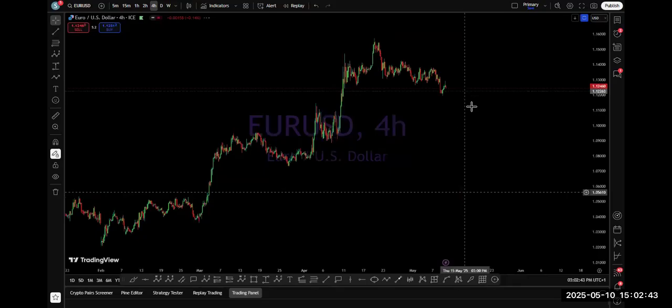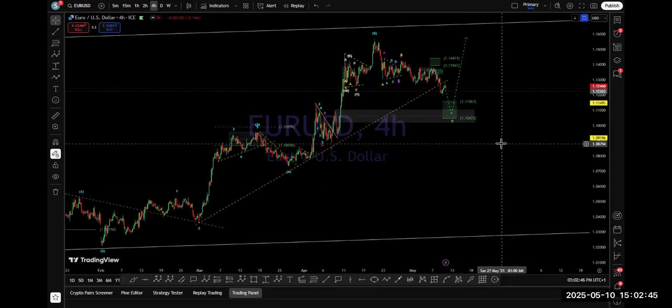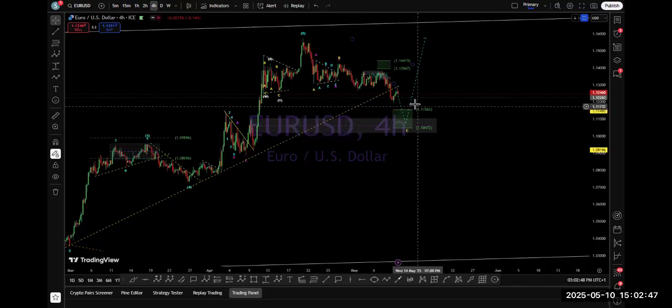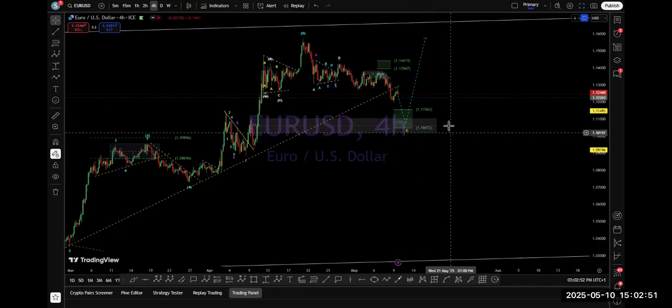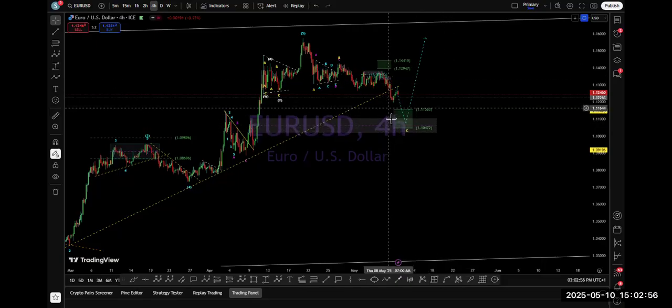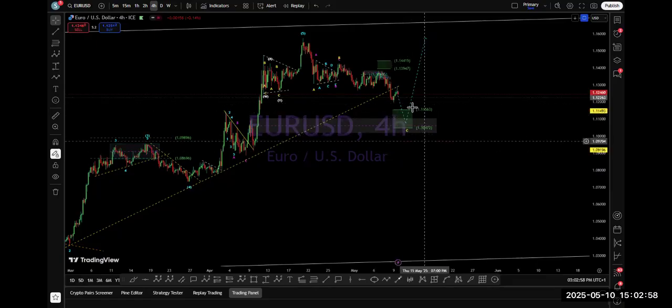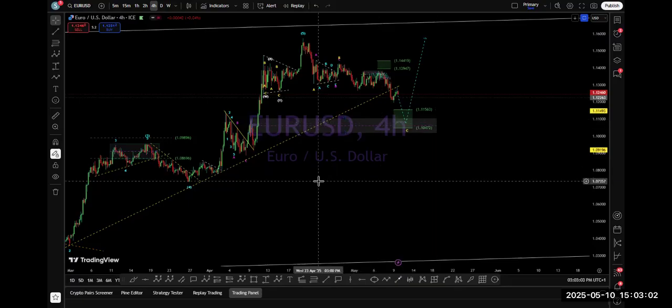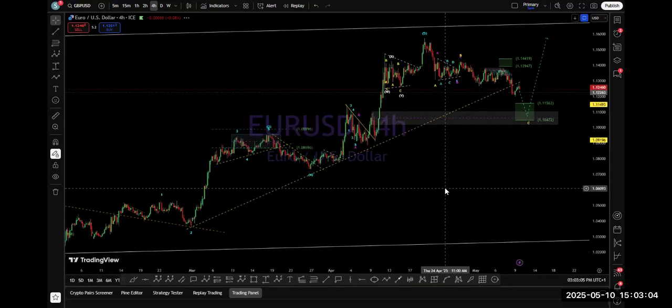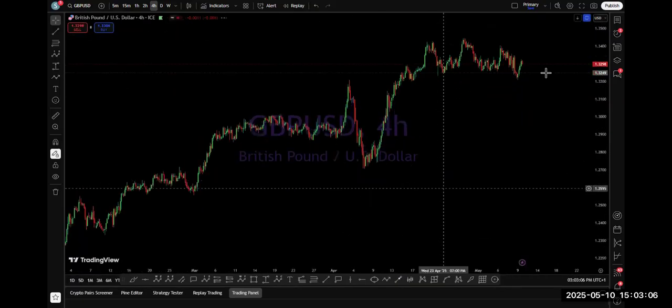Euro USD, the dropping is not yet over. At least I'm watching the 1.16, 1.104 zone to know whether this buy setup will occur here. So for now, the selling is still ongoing.